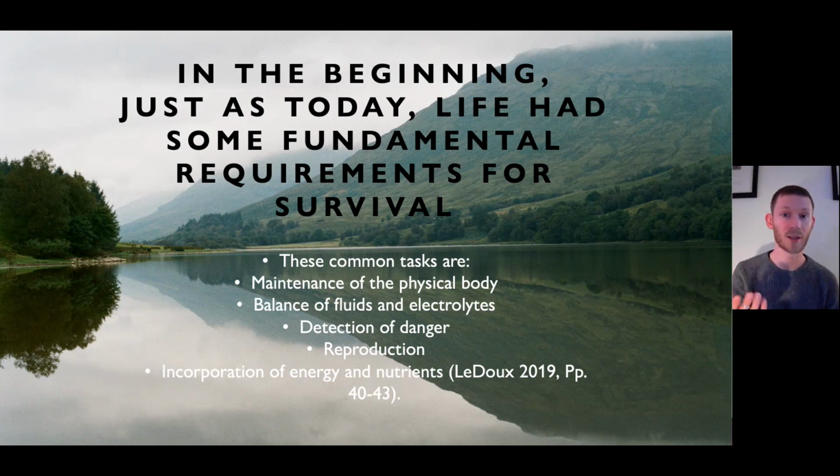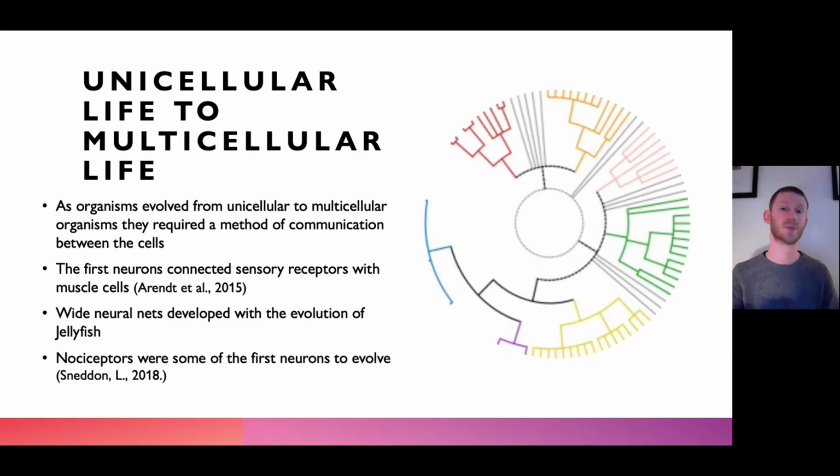And these common tasks that these cells have to do are maintain this membrane. They have to maintain their physical body in order to survive. They have to balance fluids and electrolytes across that membrane. They have to detect danger and protect themselves from it by moving away or somehow fighting the danger. And they have to reproduce. They also have to eat, incorporating energy and nutrients to maintain themselves against this tendency towards entropy. And these are still present with us today.